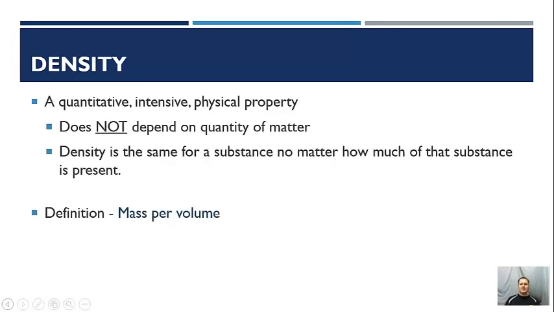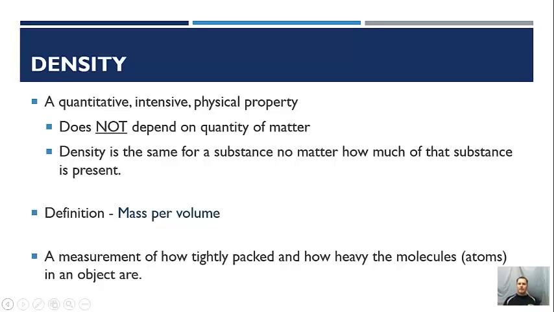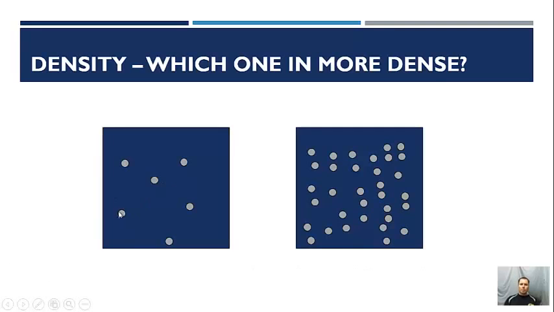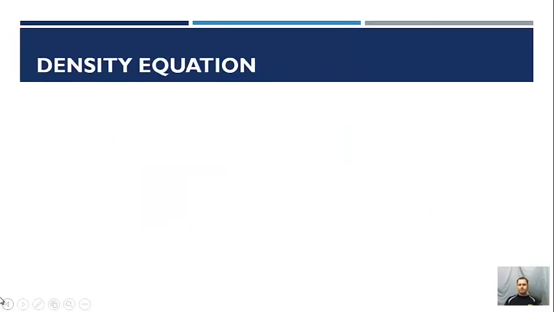So we can define density as the mass per volume of an object. Basically, it's a measurement of how tightly packed the molecules or atoms are within a substance. The closer they are packed together, the more dense it is. Let's take a look at this example. We look at the same volume, same size, but this one has only a few particles. This one has a lot of particles. So we'd say that this one on the right here is more dense than the one on the left. Pretty easy concept to grasp, I hope.